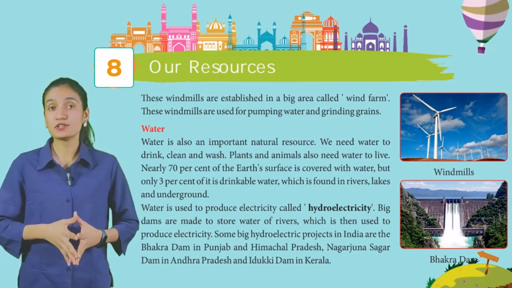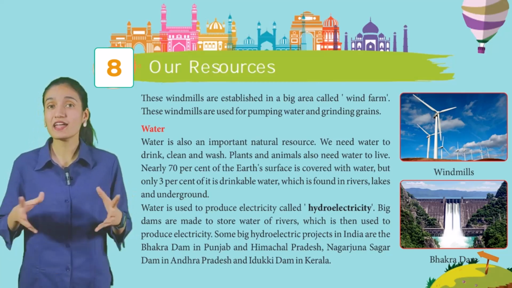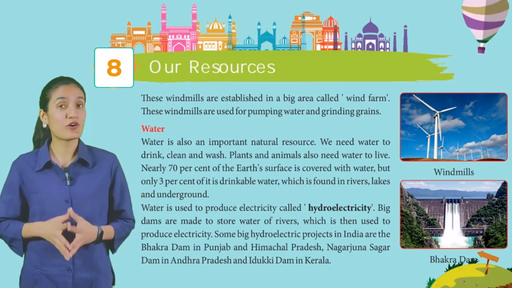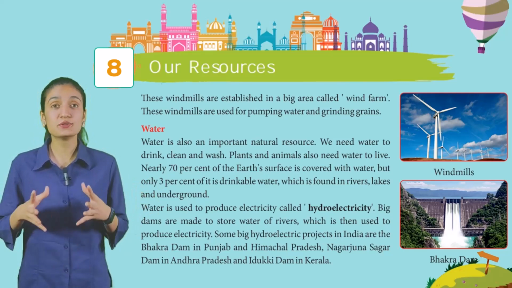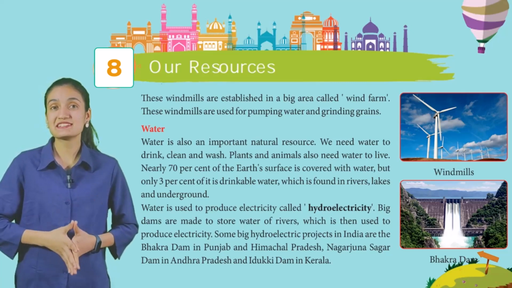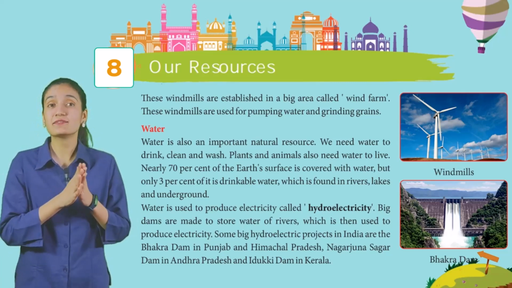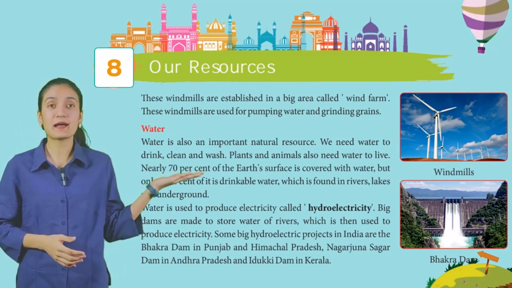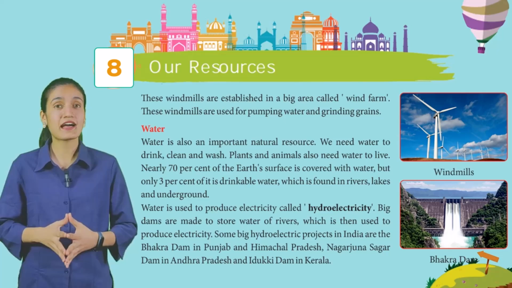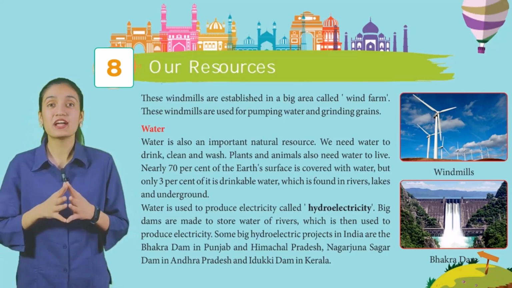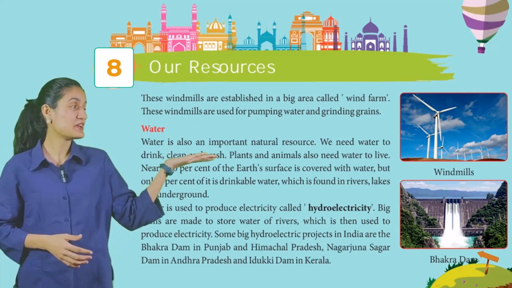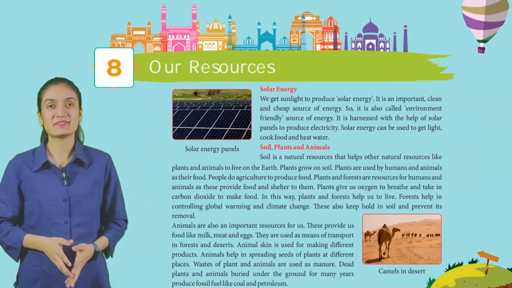Water is used to produce electricity called hydroelectricity. Big dams are made to store water of rivers, which is then used to produce electricity. Some big hydroelectricity projects in India are the Bhakra Dam in Punjab and Himachal Pradesh, Nagarjuna Sagar Dam in Andhra Pradesh and Idukki Dam in Kerala. Here you can see Bhakra Dam.